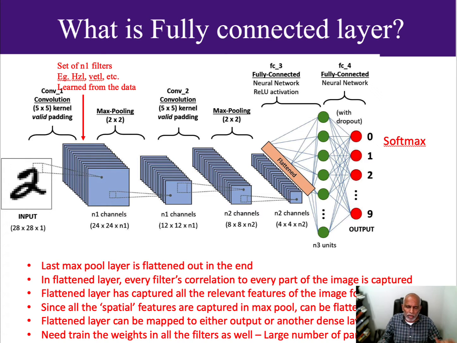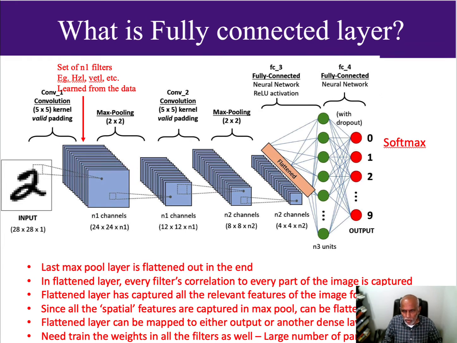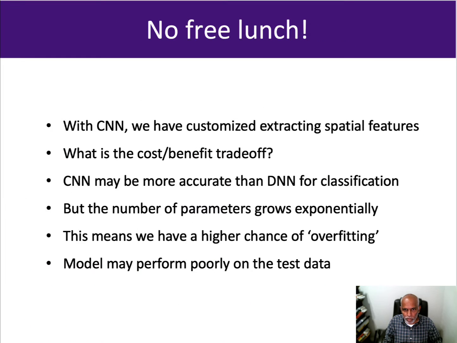That's why a deep learning neural network is a huge computational burden, if I may call it that, okay, but that's part of the game today. That's the best thing that we can do, which means we have to spend a lot of computational power and energy to accomplish and create our solutions. You remember with CNN we have customized extracting spatial features, so there is a cost and benefit trade-off.